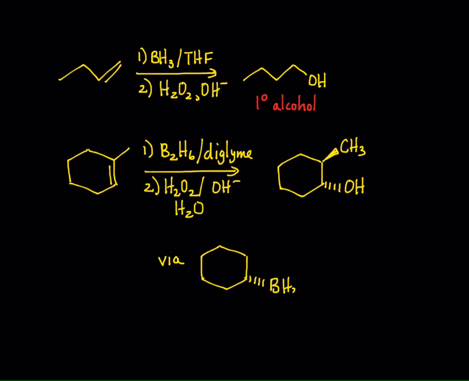Remember this is via the hydride and BH2 adding on the same side as one another. And so now when the BH2 gets oxidized into OH, the OH and the methyl group are trans to one another. The OH and the hydrogen are certainly cis to one another, but the hydrogen and the methyl group are trans to one another. And so now you start to see not only the regioselectivity of the reaction, but the stereoselectivity of the reaction as well.